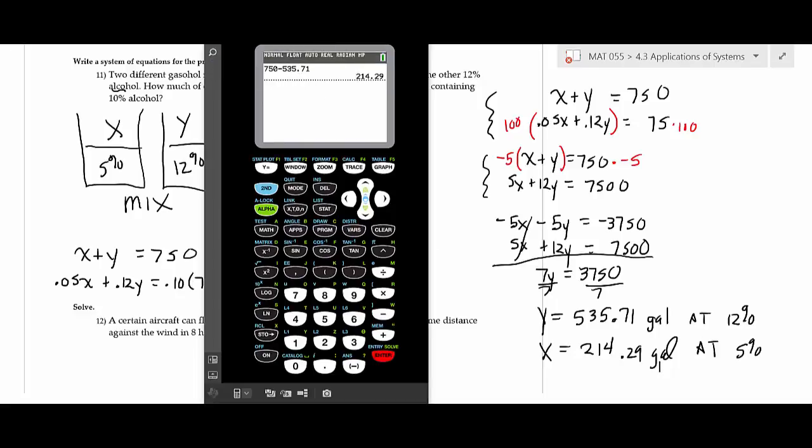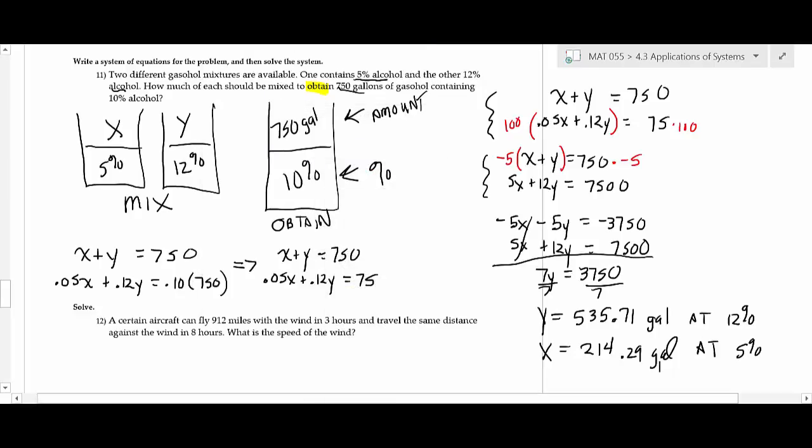Okay, let me go over a couple of things. First of all, the first mistake that a lot of you made is common: 5% is 0.05, not 0.5. Does everybody understand that? 50% is half, that's 0.5. So you've got to have that.